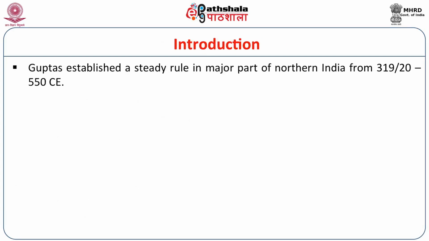To begin with, the Guptas established a steady rule in a major part of northern India from 319-20 to 550 CE. Now this date 319-20 is the beginning of the Gupta era, and it has been recorded in their inscriptions, all of which are dated in the Gupta era.